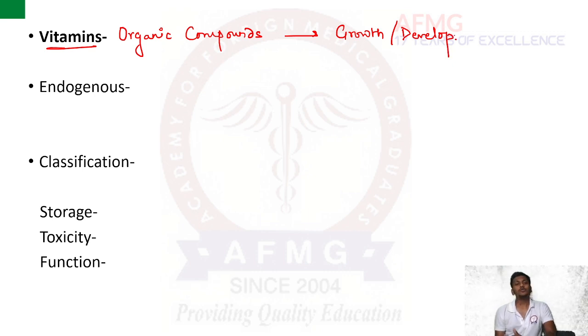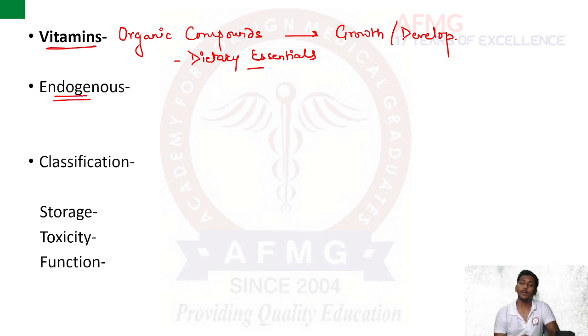Now usually vitamins are considered as dietary essentials. What do we mean by dietary essentials? That means they are not synthesized in our body and they are to be taken in our diet. So please remember, therefore they are considered as dietary essentials. But there are some vitamins which are synthesized inside our body, and these are called endogenously synthesized vitamins.